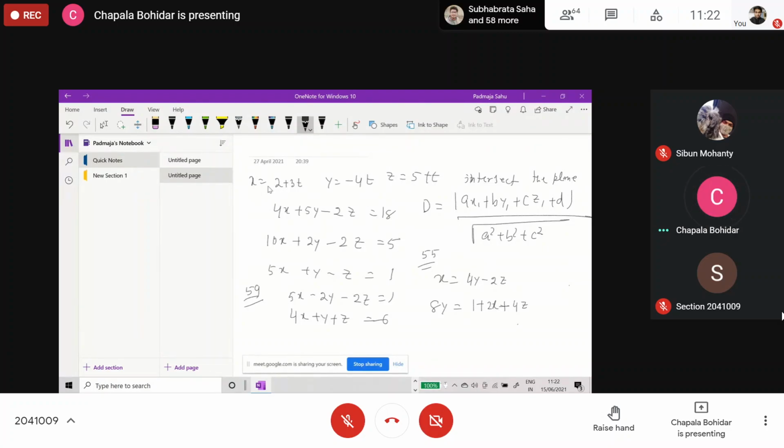Now we take the normal vectors of the two planes, n1 and n2, and then take the cross product. That you consider as the vector V. And the line passes through one point, where it cuts the x-axis, and then you write down the symmetric equation of the line.